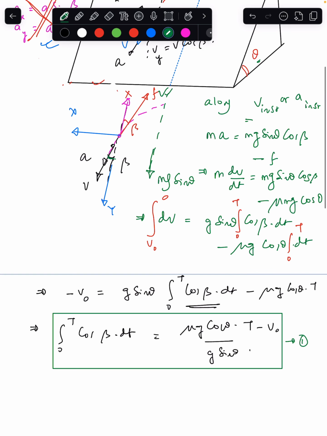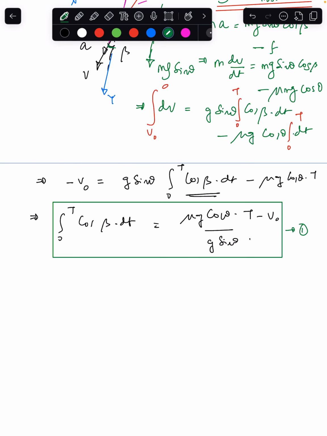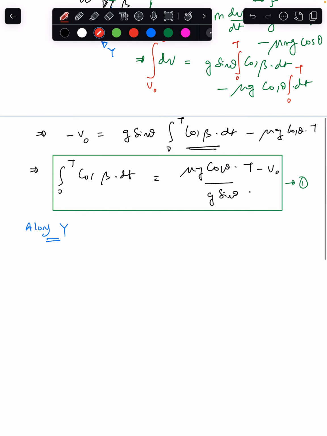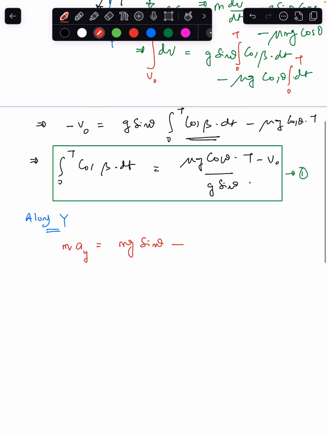And what direction have I taken? The direction I have taken is along the instantaneous acceleration. Next I am going to take along y. So my next direction is going to become along y. Please check, along y, which force is acting? Along y, only mg sine theta is acting. So I can write m ay is equal to mg sine theta minus friction, whose cos beta component will act. So I can write small f into cos beta.